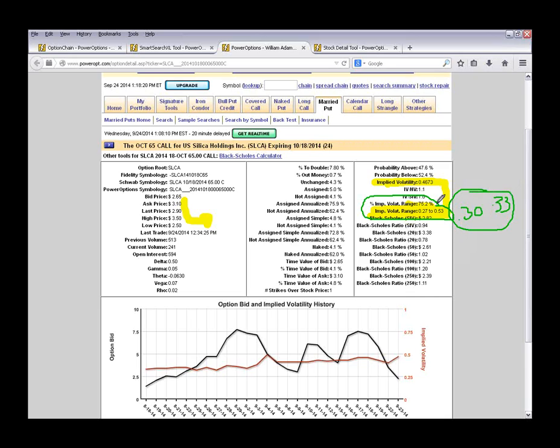That's the key, is that it's great to know the percentage, but you also want to know the range, and does that really affect you as well? So that's how I use this percent implied volatility range that you'll see on the single option strategies.